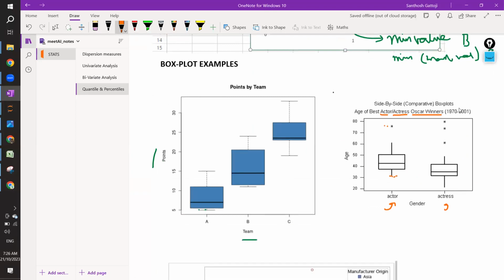Okay, and now here it is saying, hey, there is one guy whose age is like 75. He's an outlier, but he is still a great guy, because at age 75 he got the Oscar. Understanding? At that age he got an Oscar award. Fine. But if you see the age, the minimum is 30 and maximum it is stopping at 60.